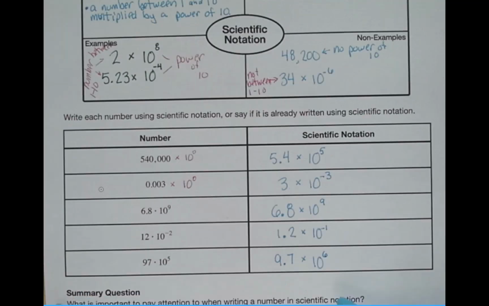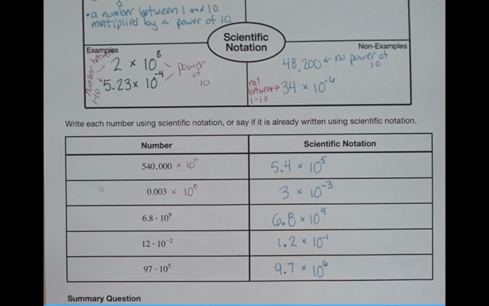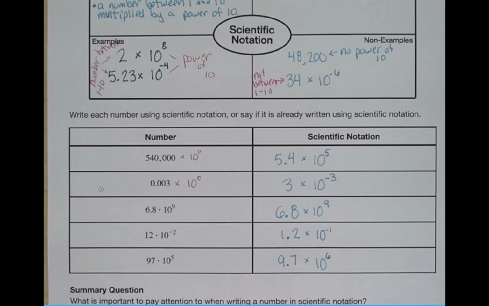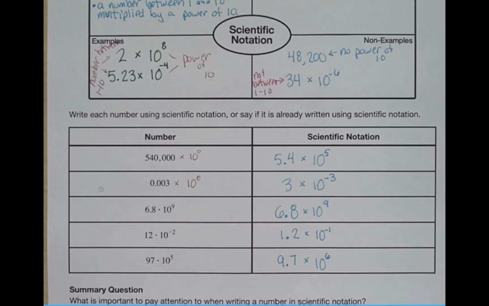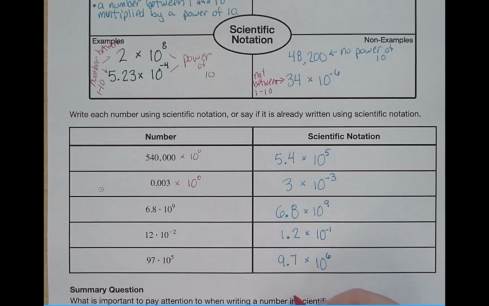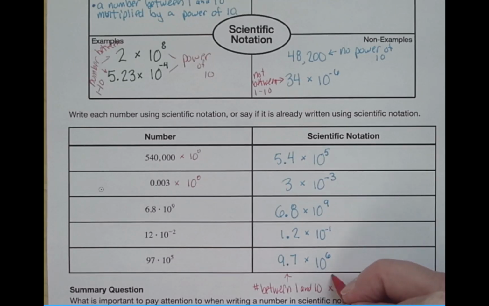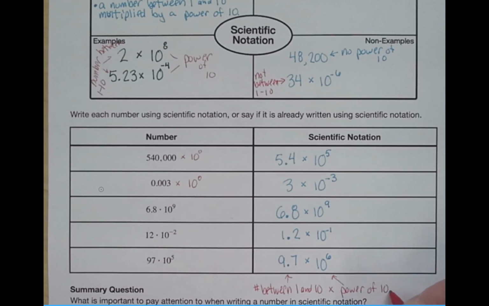So all these numbers are in scientific notation. What's important to pay attention to when writing a number in scientific notation? I'm actually going to write it up here. I need a number between 1 and 10, multiplied by a power of 10. And that's scientific notation.